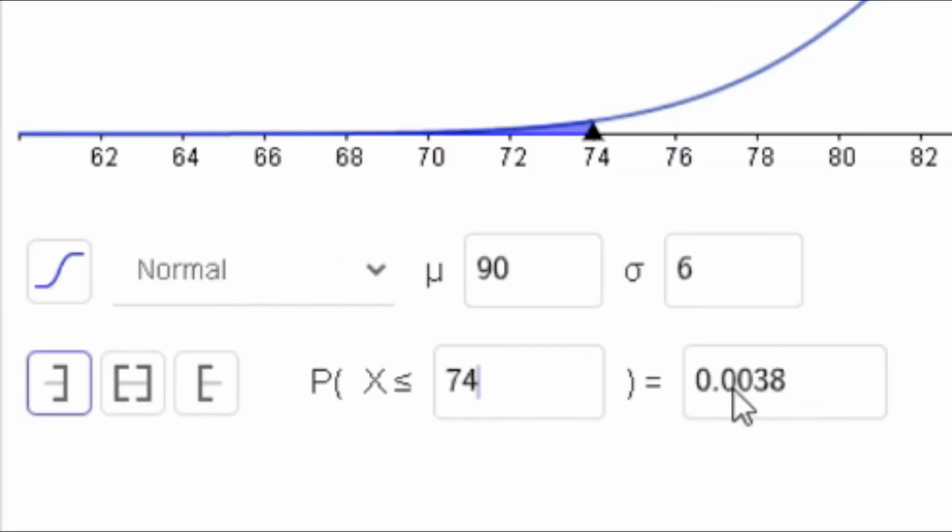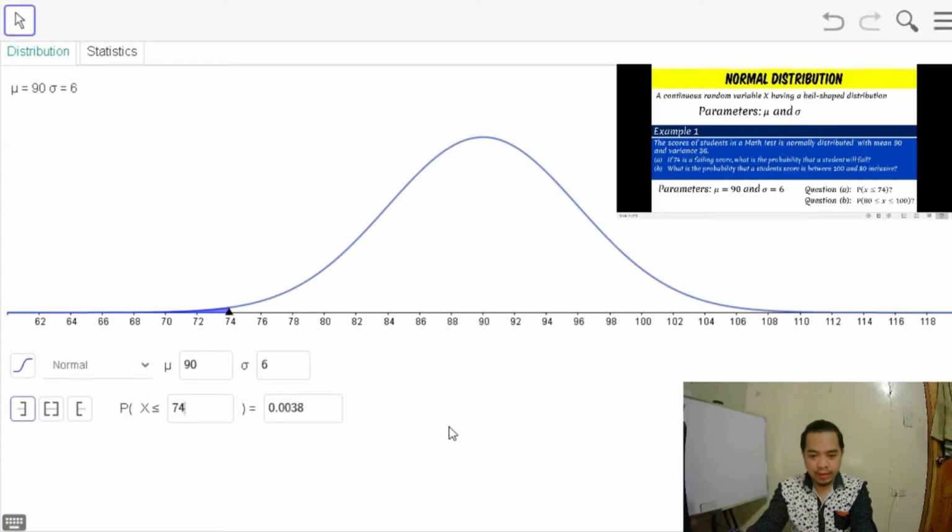So this is the probability that a student will fail. It's really a small number. It's almost equal to 0. So we are done with the first problem. We can answer this problem now: the probability that a student will fail, given the information on the distribution of our dataset, is pretty slim.